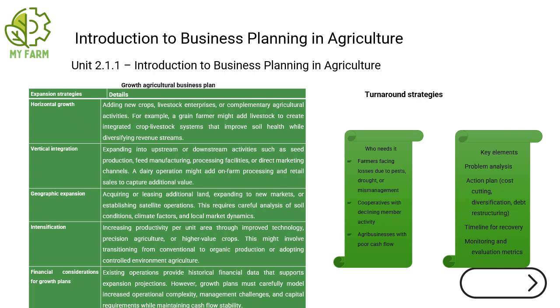Together, these strategies, horizontal growth, vertical integration, geographic expansion, and intensification, offer agricultural businesses multiple pathways to strengthen profitability, reduce risk, and enhance long-term sustainability.